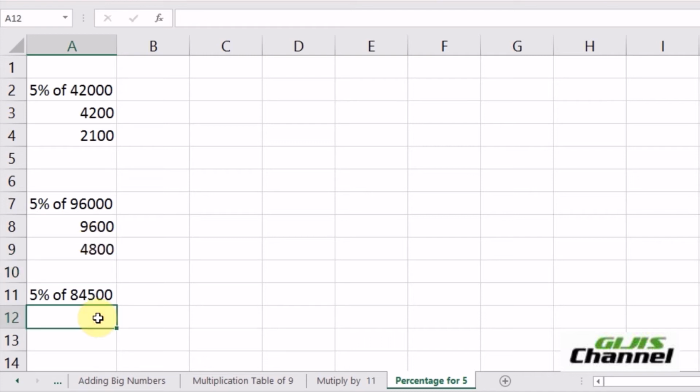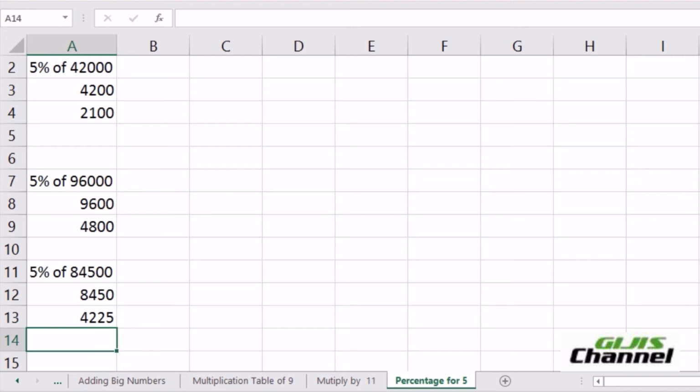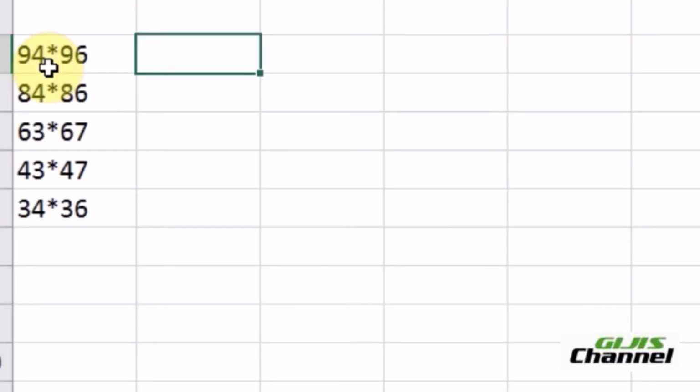So let's see how to do 5% of 84,500. So first, as I said, move the decimal point over by one place. So it becomes 8,450.0. Now, what we need to do? We need to divide 8,450 by the number 2. That becomes 4,225. So the answer is 4,225.